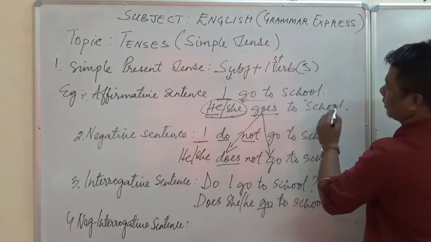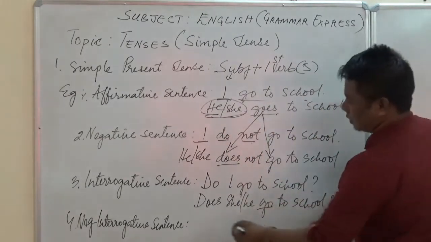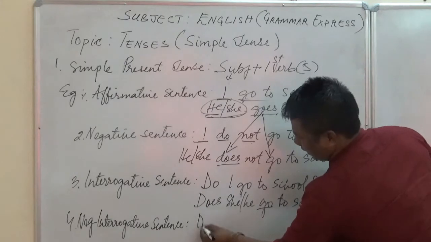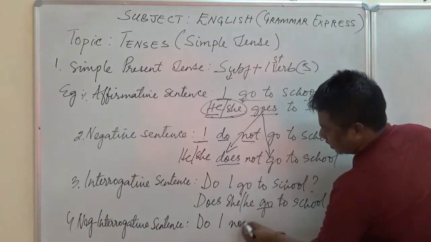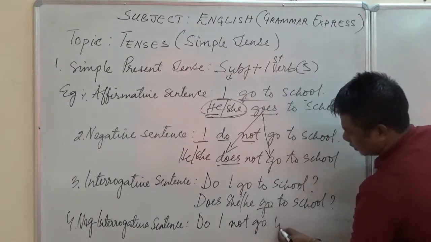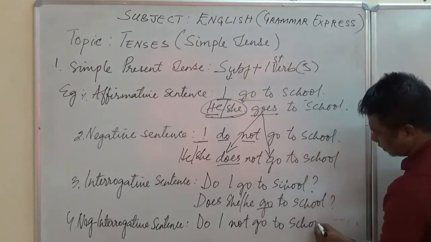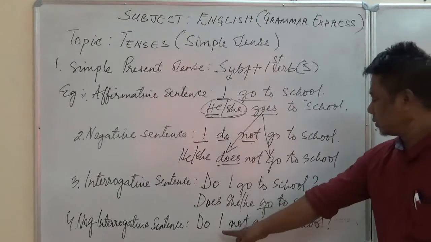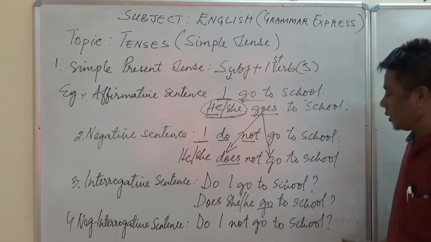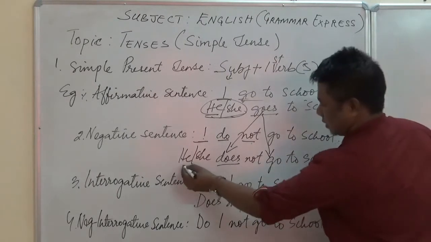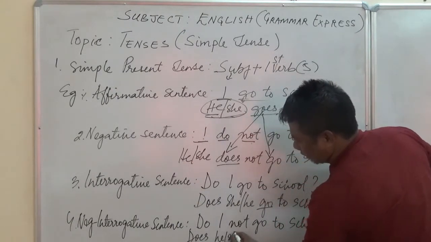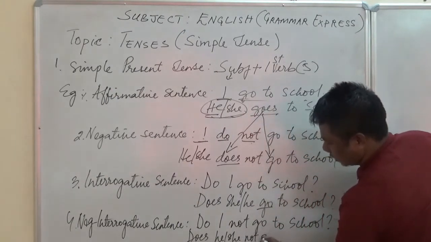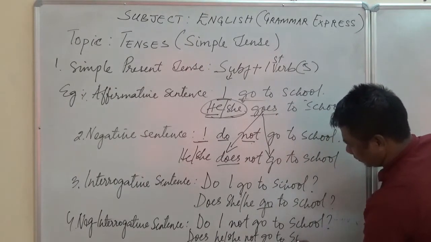Suppose how do we change this I go to school to negative interrogative. So the same case applies here. Do I not go to school? In the same way, does he or she not go to school?